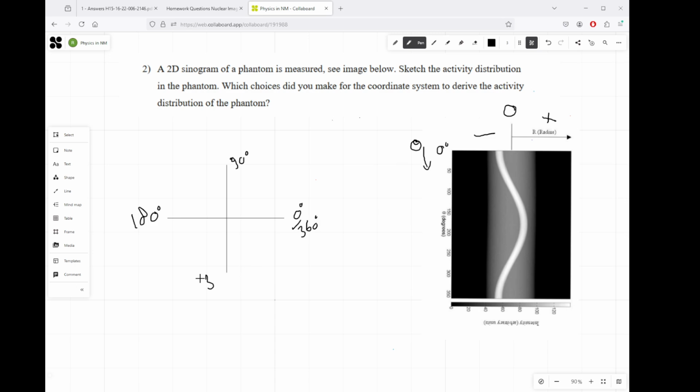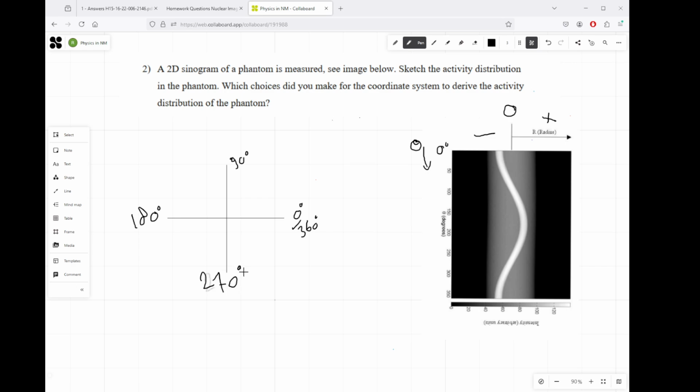This one is, how much is this one again? I always get trouble. 180 plus 90. That's 270 degrees. So like this. 270 degrees.